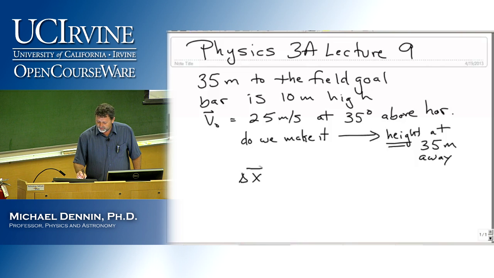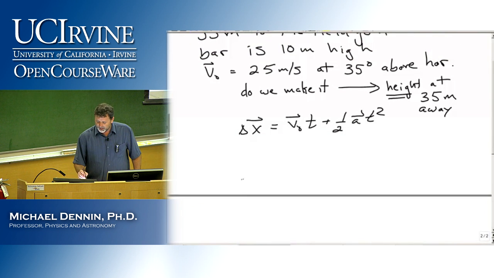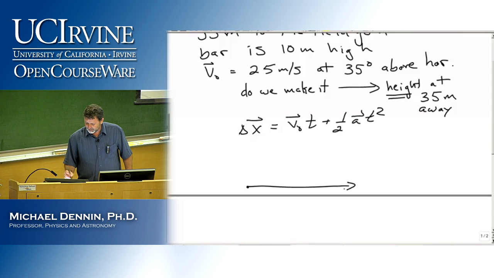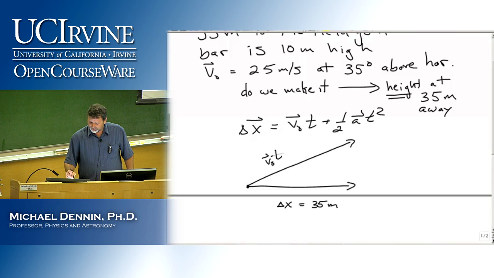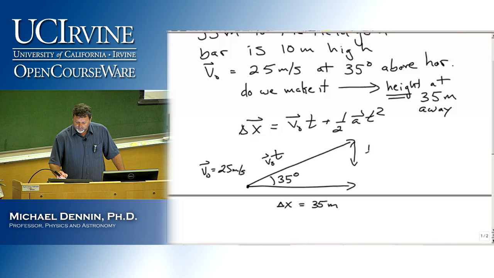So we will start with our displacement equation and see if this has enough information for us to get started. And we drew our picture. Delta x equals 35 meters in a horizontal direction. We know V naught t. Well, we don't know t, but we know V naught. This is 35 degrees, and the V naught is our 25 meters per second. We don't know how big 1/2 gt squared is yet because we do not know t. But we know it must go straight down.